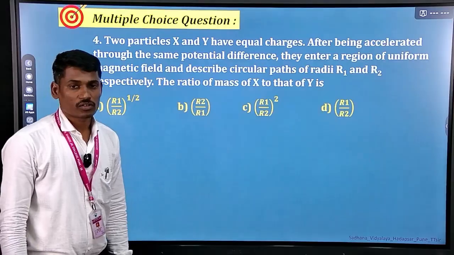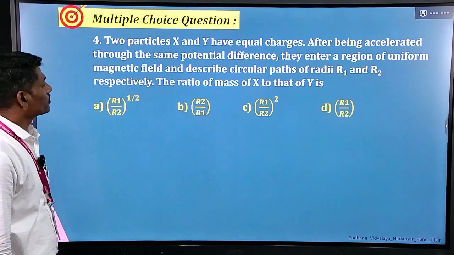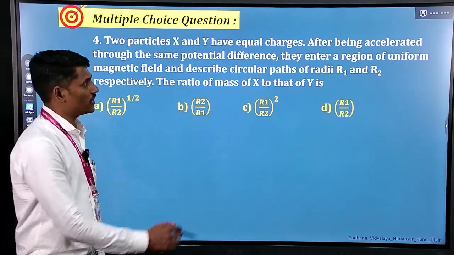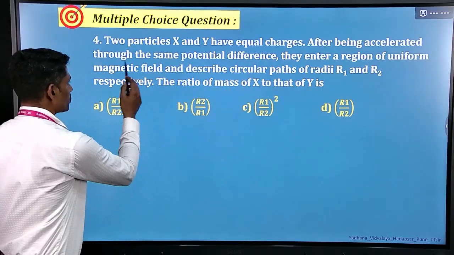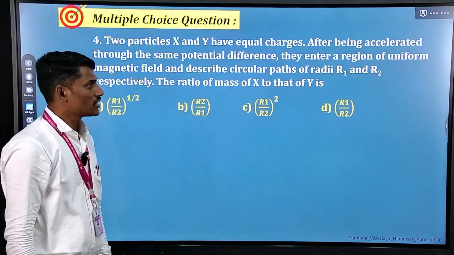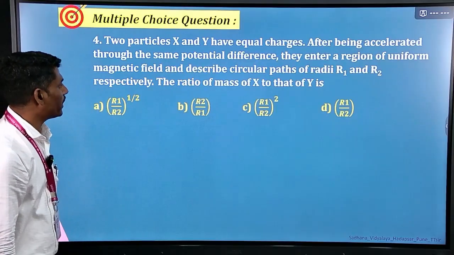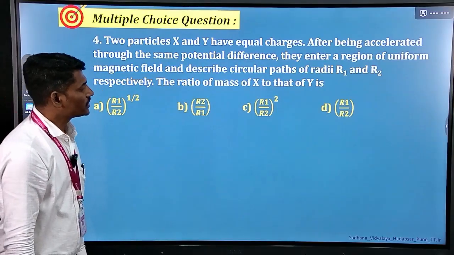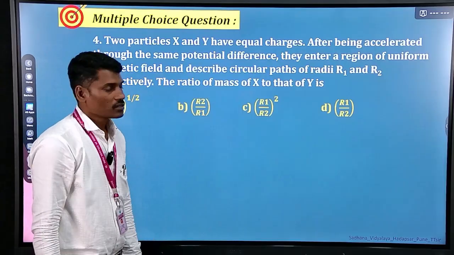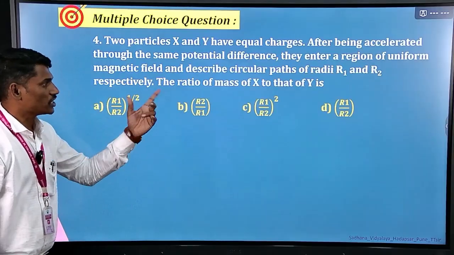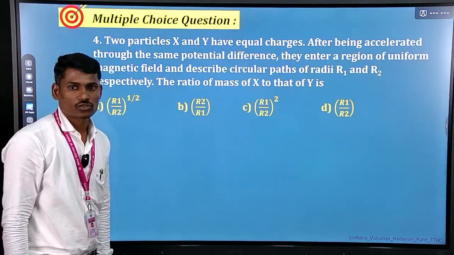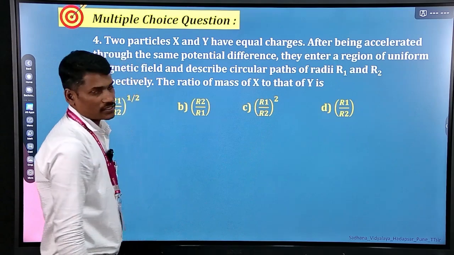Now next we solve here the MCQ. Two particles x and y have equal charge, and after being accelerated through the same potential difference, they enter a region of uniform magnetic field and describe circular paths of radii r1 and r2 respectively. Here the ratio of mass of x to that of mass y is how much?